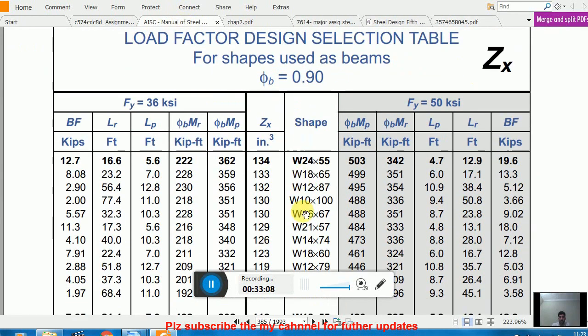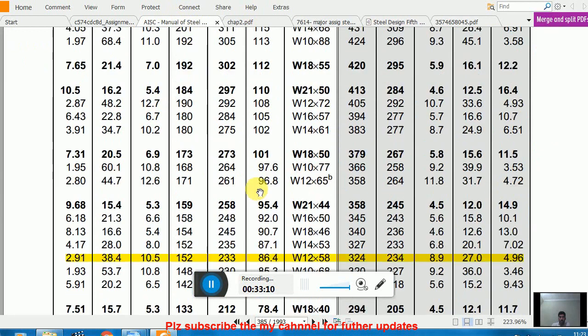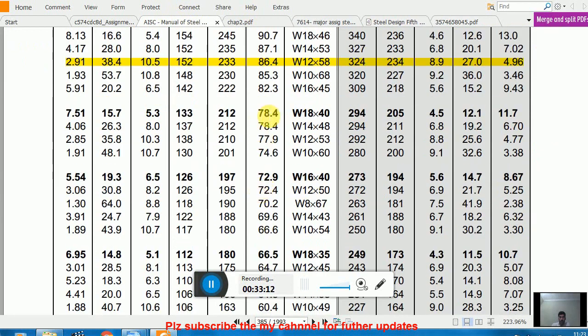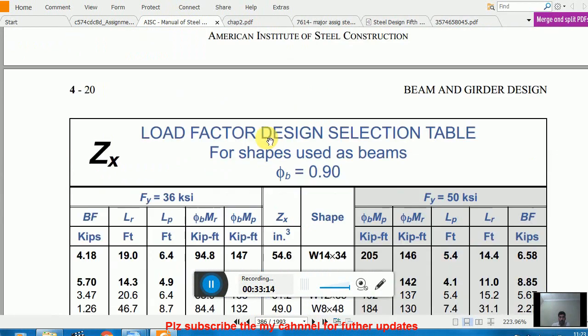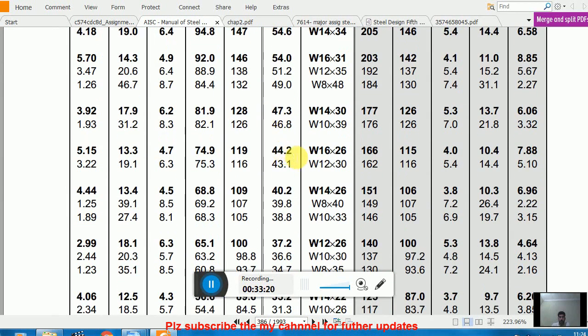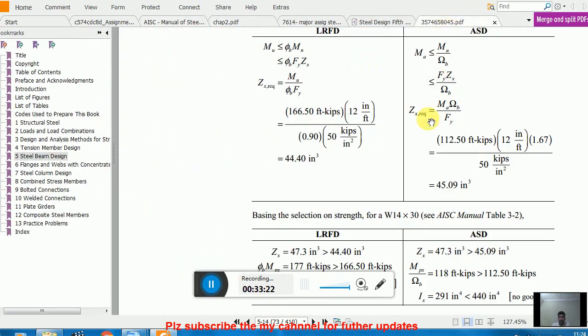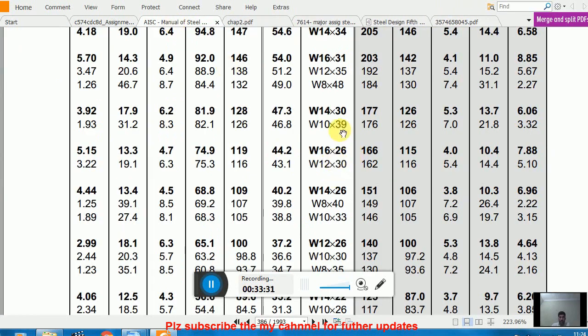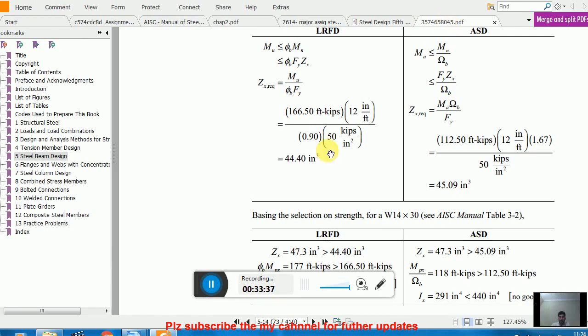So here you see the section and here you see the ZX values. Let us search for 44.2, which is very close to 44.40, so that's why they select a larger section. They select a little bit larger section, and they select this one, with 47.3.